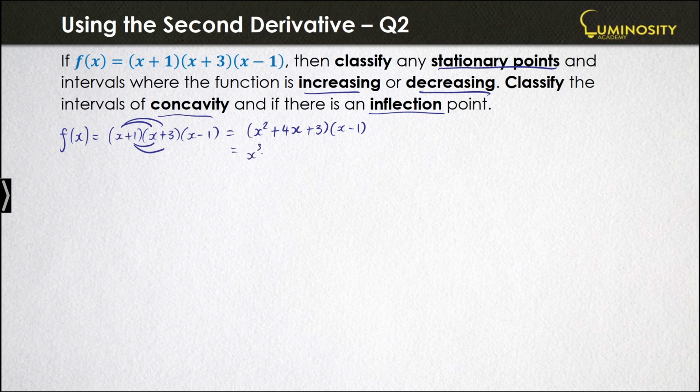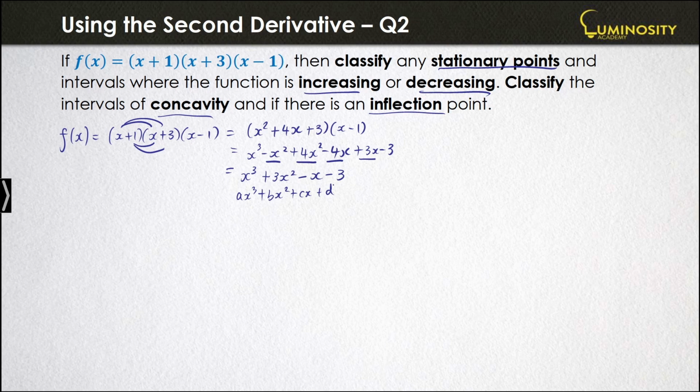So I'll have x cubed minus x squared. So that's the first term multiplied out. Then I'll have plus 4x squared minus 4x. That's the second term expanded out. And then plus 3x minus 3. So let's group like terms. There's a single x cubed, minus x squared plus 4x squared. That leaves you with positive 3x squared. Negative 4x plus 3x, that leaves you with negative x, and then minus 3. Okay, so that's a cubic function of the form ax cubed plus bx squared plus cx plus d.